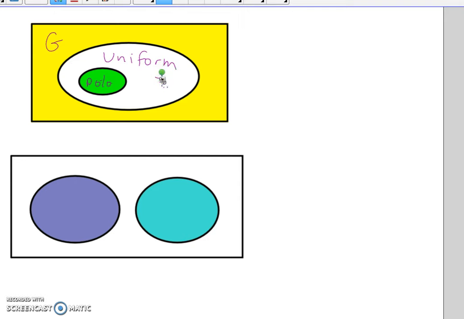Is it possible to not be wearing a uniform? For me, it is. So here I am out here in the box, but not inside the circle. All of that is deductive reasoning.